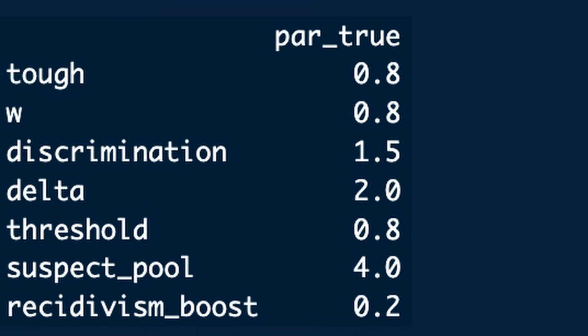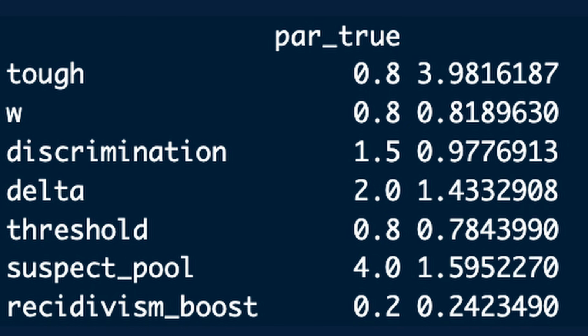Here are the parameters that generated the data, and here are the parameters that fit the data. Do you see the problem? They have different interpretations of what caused this trend in criminal behavior. So if you look at the tough parameter, and if you don't remember, and maybe I didn't even explain to you, the tough parameter basically is a multiplier for the jail sentences.